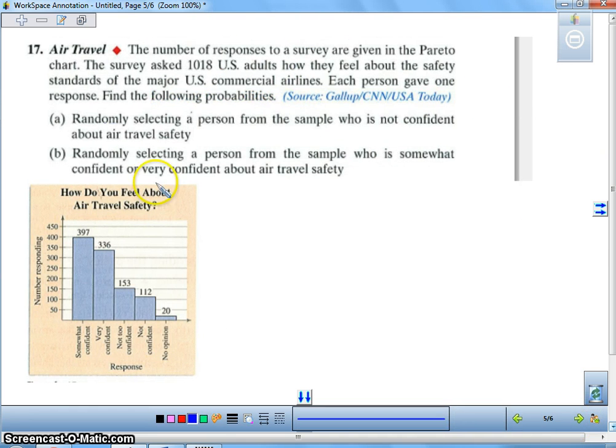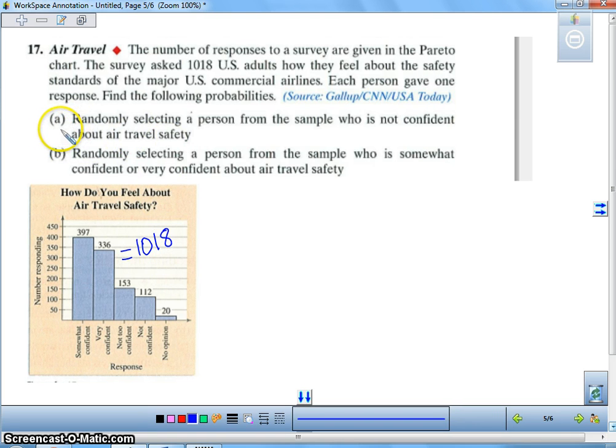Next example. This time we're going from a frequency distribution, and this frequency distribution does not have percentages already calculated for me. It gives me actual raw data numbers. So the first thing I'm going to need to do is add all of those together and get a total. And the total when you add those together is 1,018. And that's just going to make finding the probabilities a little bit easier.